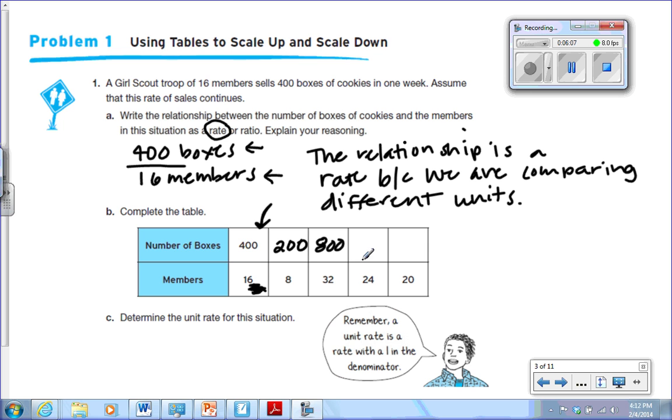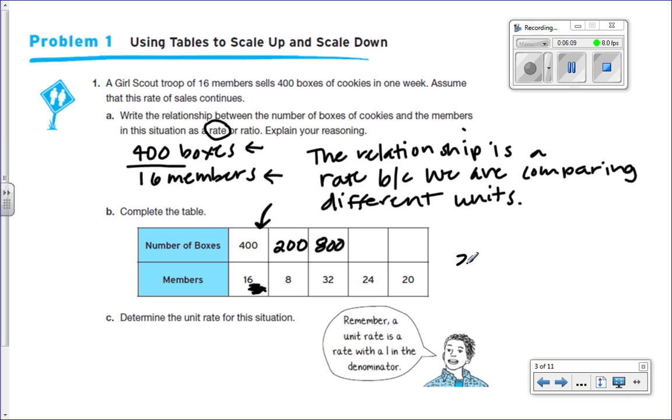So if you did 24 divided by 16, that gives you 1.5. That means that I take 16 times 1.5 to give me this 24 right here. So I'm going to do the same thing with the 400. So I do 400 times 1.5, and that's going to give me 600.